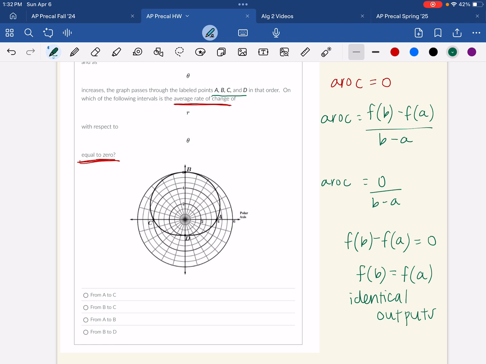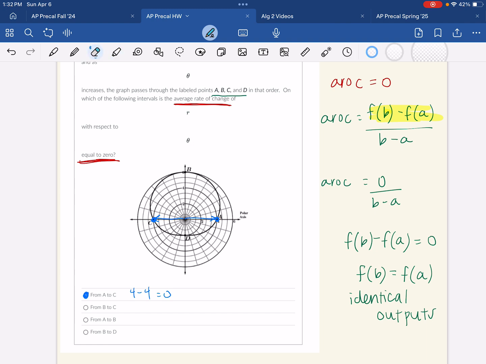The first one in the order they are listed is A and C. Remember, you would look at these radius lengths from the origin. So from the origin to get to A, that is an output of 4. To get to C, that's also an output of 4. So just looking at the numerator of my average rate of change, this should be 4 minus 4 and give me 0. So this is the correct solution from A to C here.